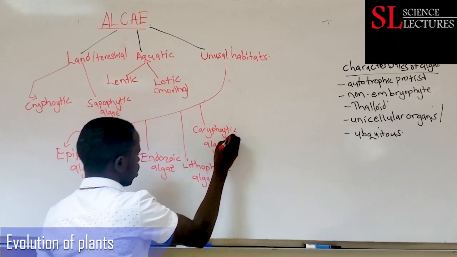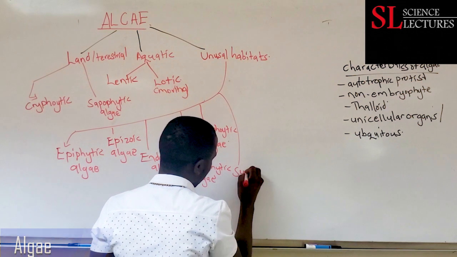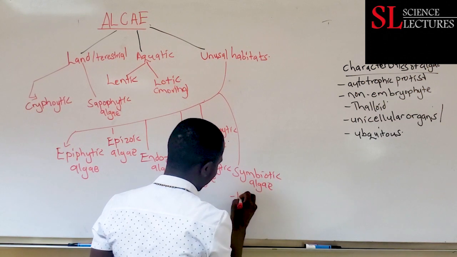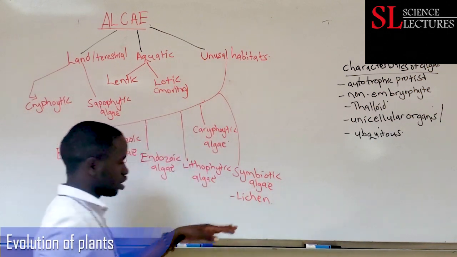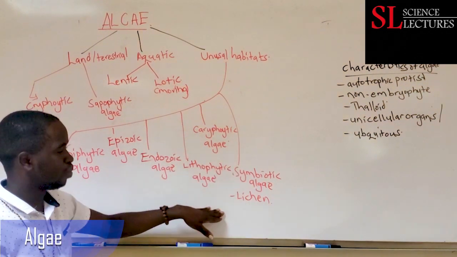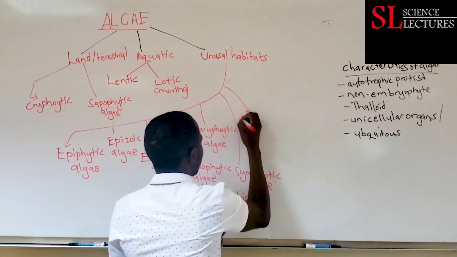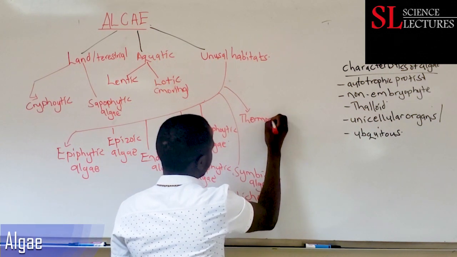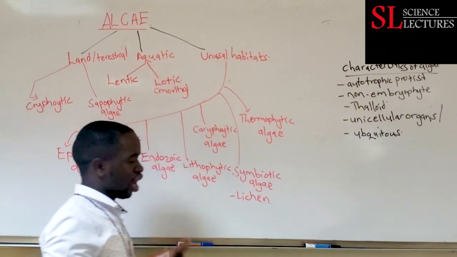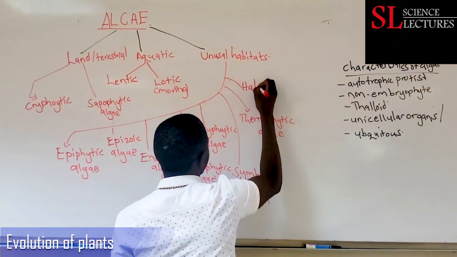Then still we have algae that forms association with other organisms. We call that symbiotic algae. For example, a lichen. We know lichen is an association between algae and fungi, and both of them benefit from the relationship. That is why it is symbiotic. Then we still have algae that grows in high temperatures. We call that thermophytic algae. Then we still have algae that grows in areas with a high salt concentration. We call that halophytic algae.